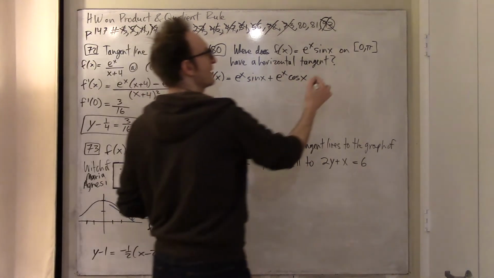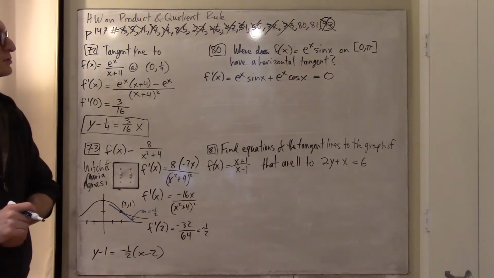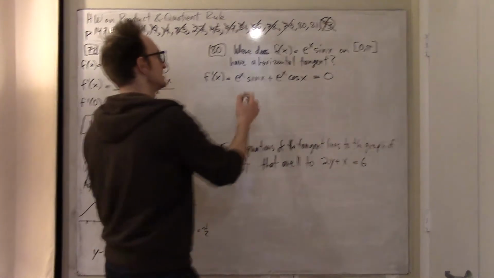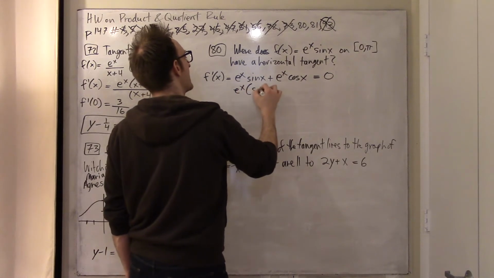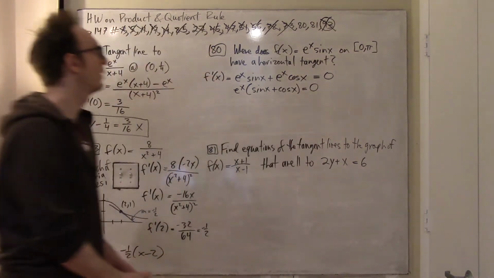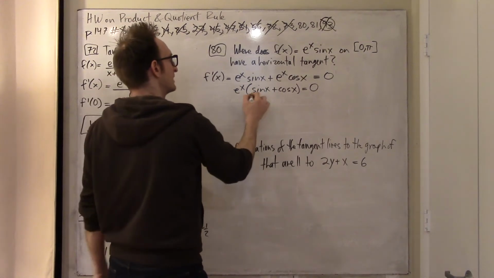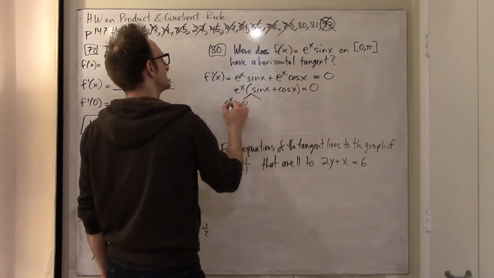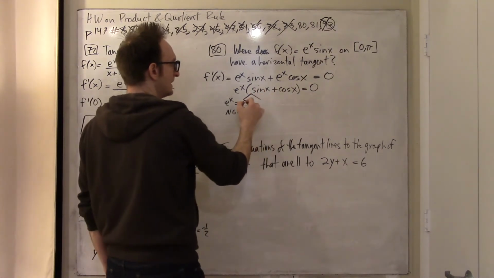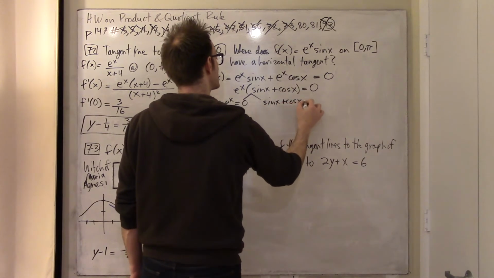Now I have a pre-calculus problem on my hands, which is let's set this function equal to 0 to see when the derivative is 0. And now I just have to solve this. So okay, when is e to the x times (sine x plus cosine x) equal to 0? Well, it's going to be true when either of these is 0, but e to the x is never 0, so that's just not going to happen. When is sine x plus cosine x 0?